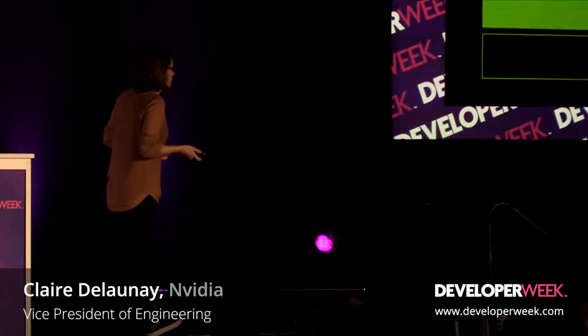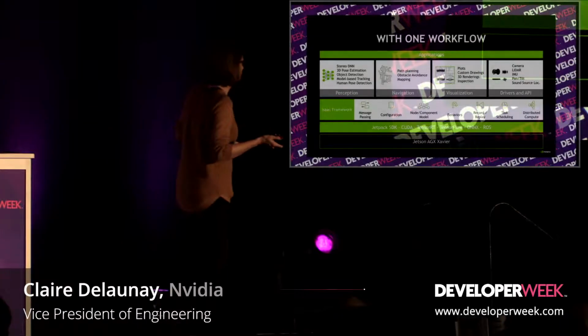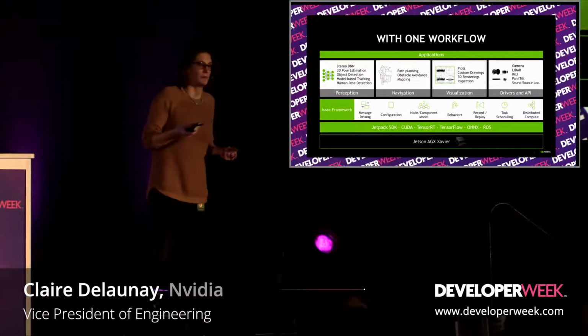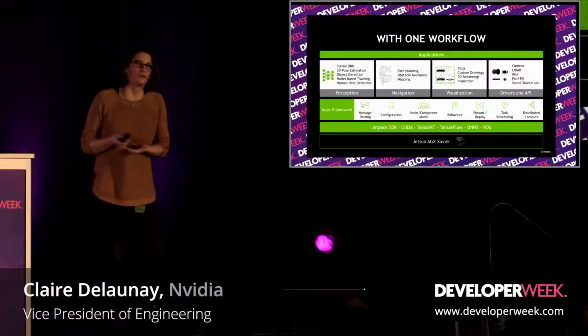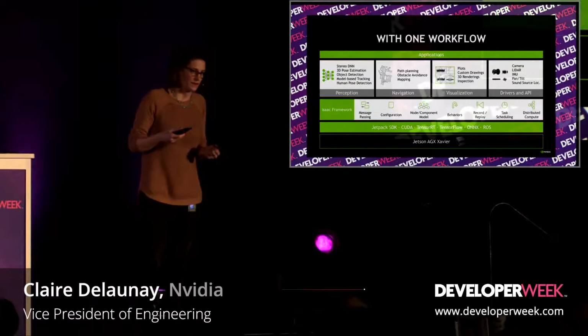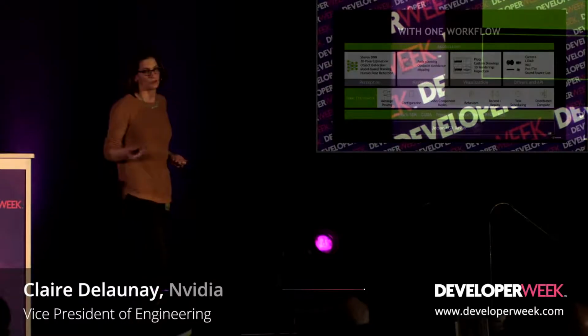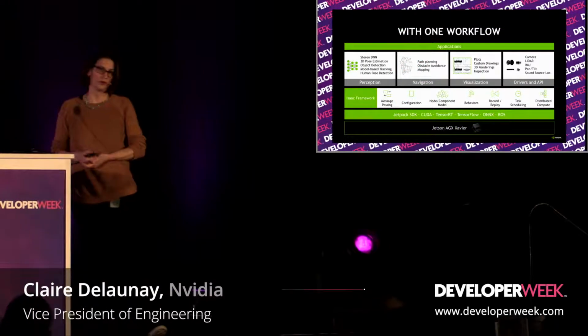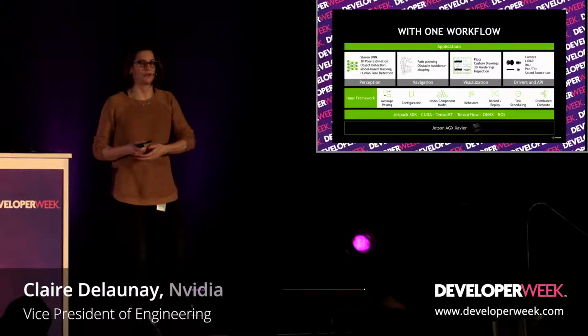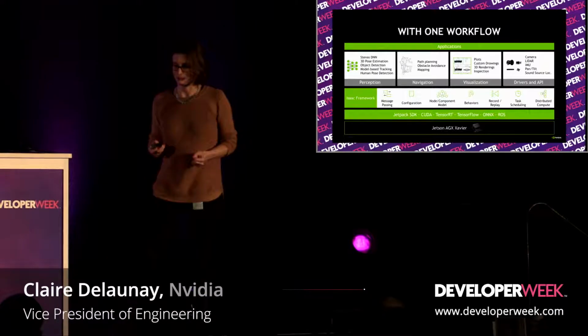We have an advanced configuration system, which allows you to tune your system with only configuration files. We have a node-based component system, so you can create, even visually, your compute graph. We have a behavior system, because a lot of machine learning or intelligence is context-specific. We have record and replay capabilities, task scheduling, and even distributed compute, so you can distribute your workload across a central node or a central authority and the edge.